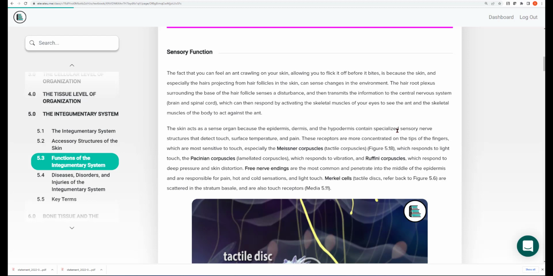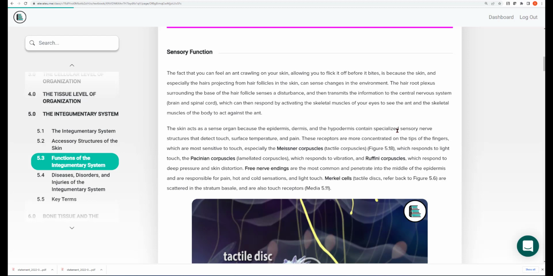All of those tactile, touching differences come from the nerve endings in your skin, especially a large concentration of those in the tips of your fingers. Then we have other types of nerve endings that respond to vibration, others that respond to twisting of the skin or deep pressure, like pushing down hard. And then there are some that respond more to light pain or hot and cold sensations, right?